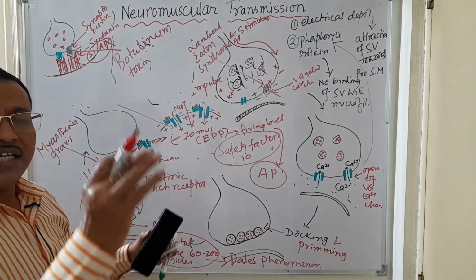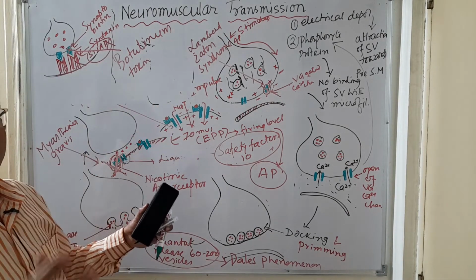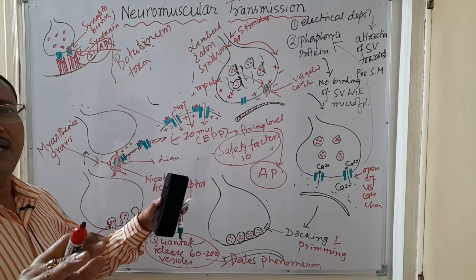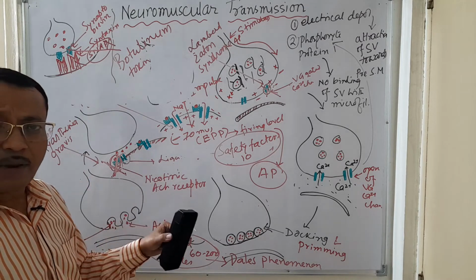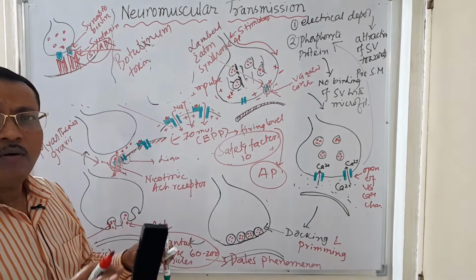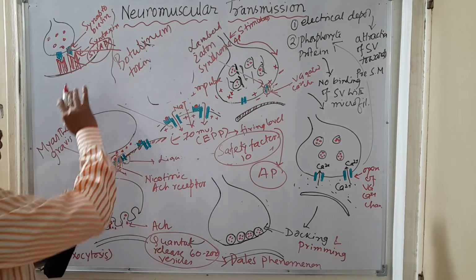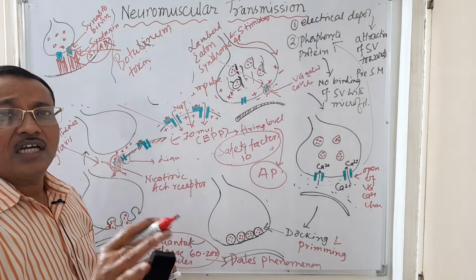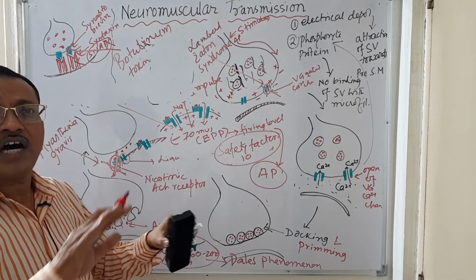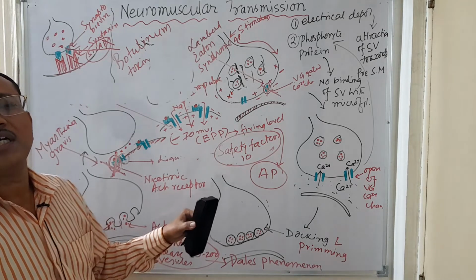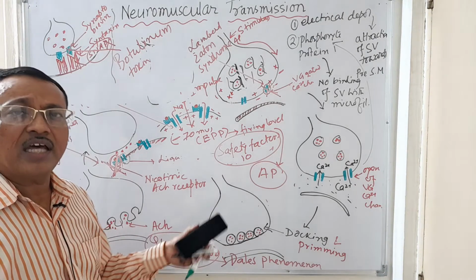Then what's happened? There is no docking of the synaptic vesicle on the presynaptic membrane, and as the docking doesn't take place, no priming and thereby no exocytosis, so acetylcholine will not release, and thereby there is a blockade of the muscle, and thereby muscle will not contract, so it will remain in the relaxed state.